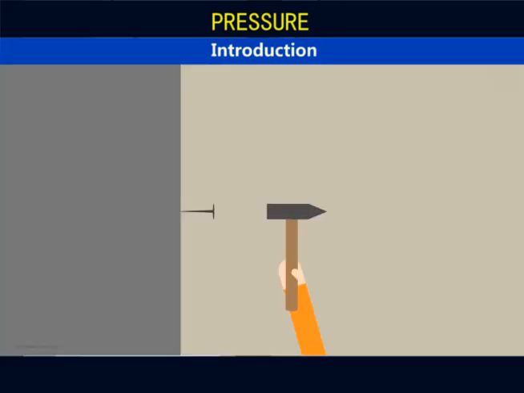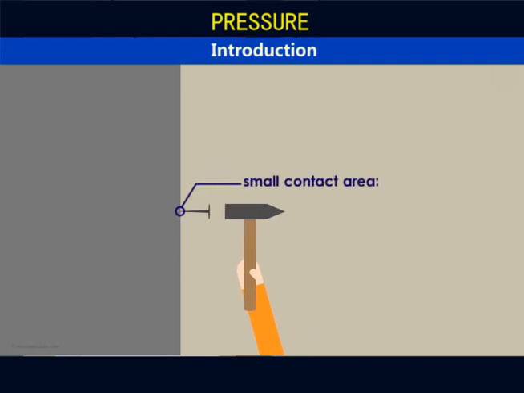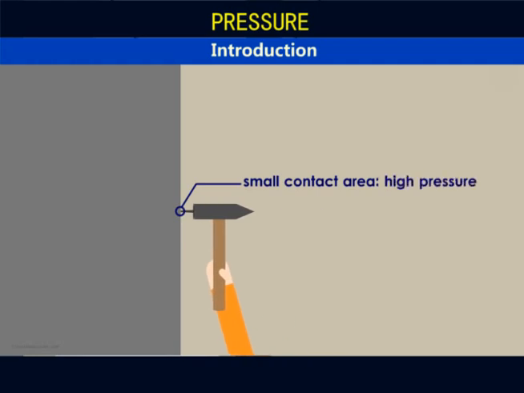If we want to drive a nail through a piece of wood, the sharp end of the nail is the one in contact with the wood. Because it is sharp, the area of contact is very, very small. So with just a little force, we can have a very huge pressure on the wood.